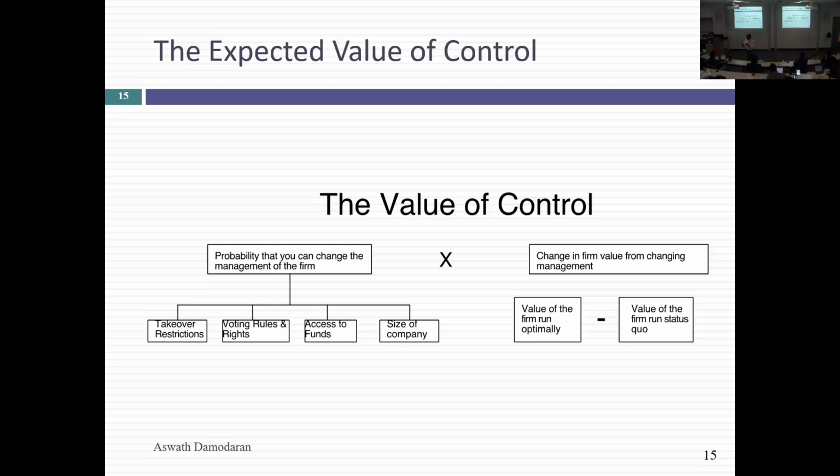So two things have to work for the expected value of control to be positive. One is the company's got to be badly run and fixable. And the second is you have a chance of changing the way the company's run.